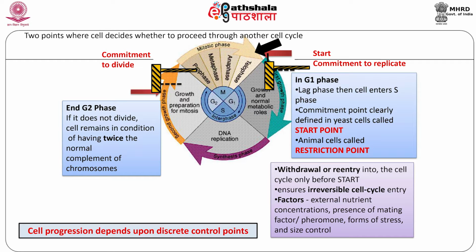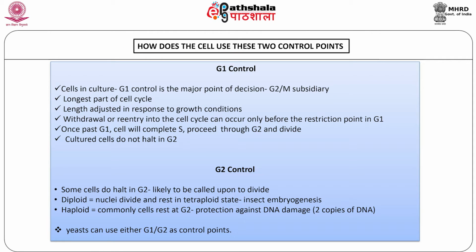Commitment to mitotic division occurs at the end of G2. If the cell does not divide at this point, it remains in a condition of having twice the normal complement of chromosomes. For animal cells growing in a culture, G1 control is the major point of decision and G2M control is subsidiary.